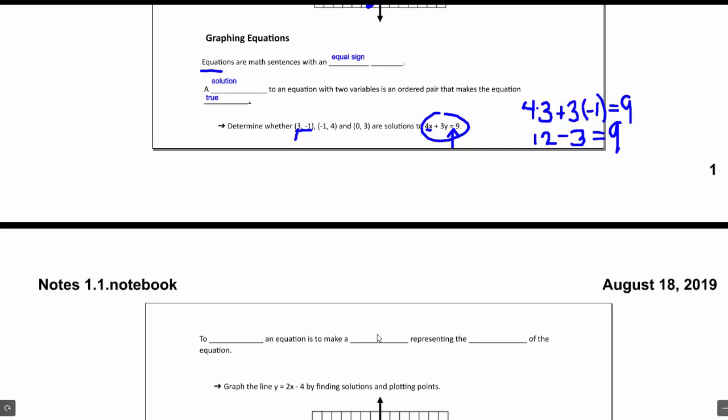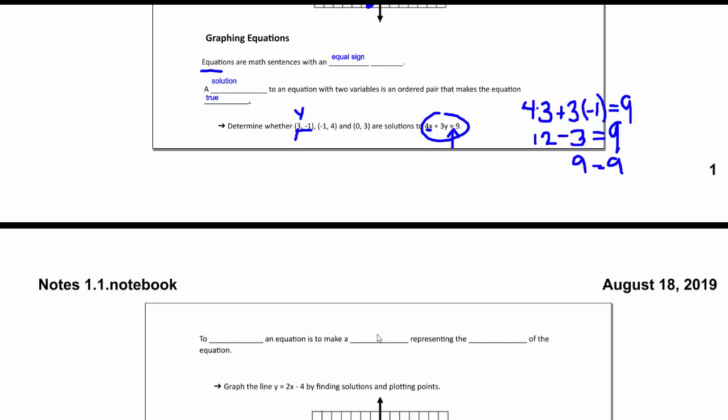Now I can do the subtraction. 12 minus 3 is 9, equals 9. And you may have gotten that even without writing that very last line, but you can see that is a true statement. So this first ordered pair, the answer to the question of is it a solution, is yes, because it made a true statement.